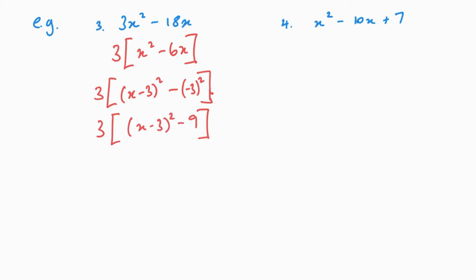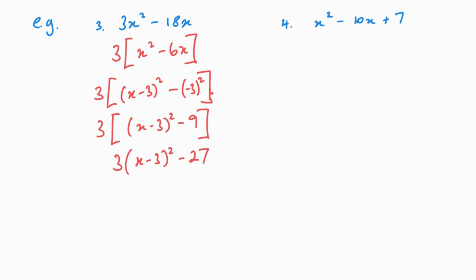Now I can multiply everything by 3. So we get 3 times x minus 3 squared minus 27. And that's my completing the square done. Now you don't have to use square brackets, just use normal brackets. I've just shown it there so that it's clearer to see on the screen.